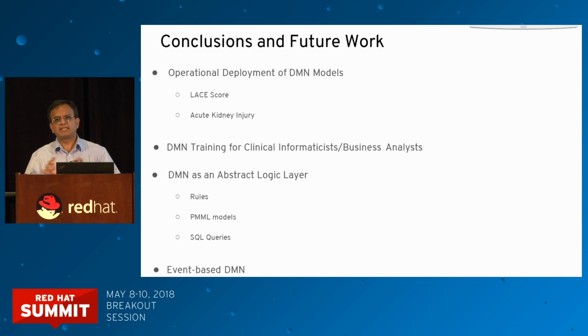We want to look at DMN as an abstraction layer. One thing to realize is that DMN is about decisions. It's not about rules. That's point number one. What that means is you can capture logic in decisions, and that logic may be implemented as a set of business rules, a set of predictive modeling language models, or as SQL queries. Now, SQL queries are very, very important here.